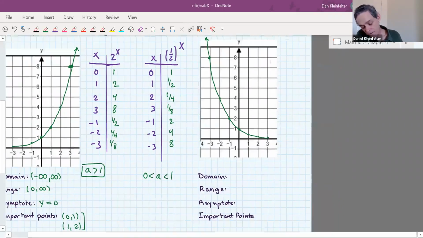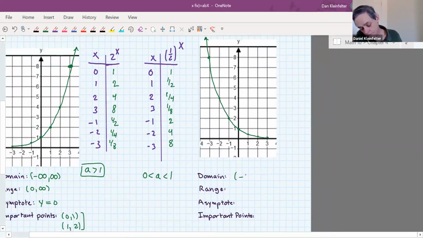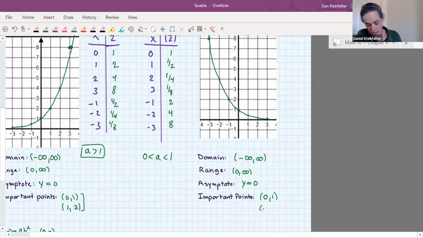It is going to have the same domain as our previous function, and the same range, and the same asymptote. Okay, and it'll also have the same important points. It's going to pass through the points (0, 1) and (1, 1/2).